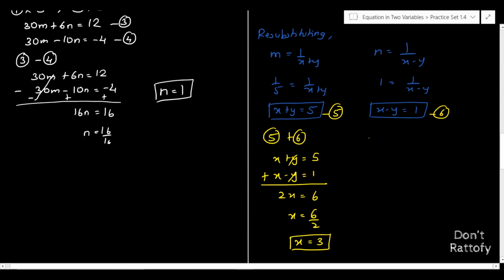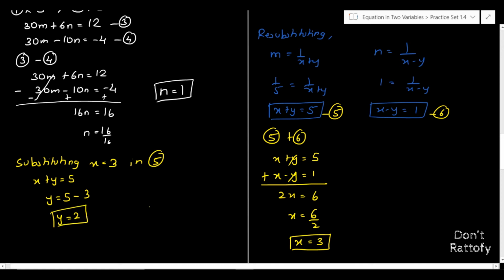Similarly, what I will do is I will solve it here now. Substituting x is equal to 3 in equation 5, if I do so, what I will get is x plus y is equal to 5, right? So y is equal to 5 minus the value of x we got as 3. I took the x to the right hand side, so it becomes minus. Okay, so y is equal to 2. So finally I got the value of x as 3 and the value of y as 2.